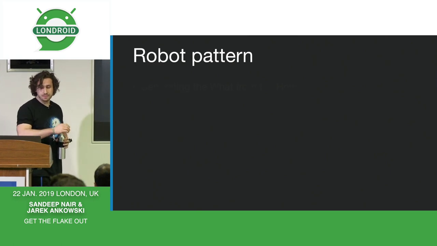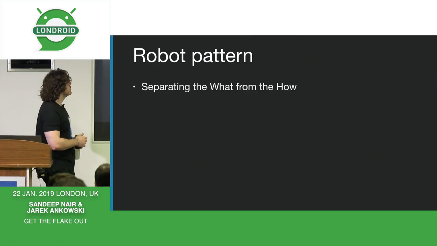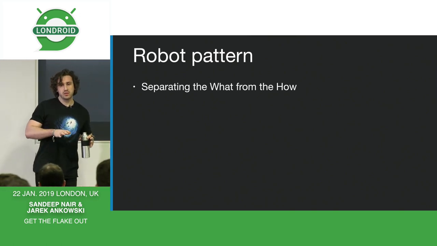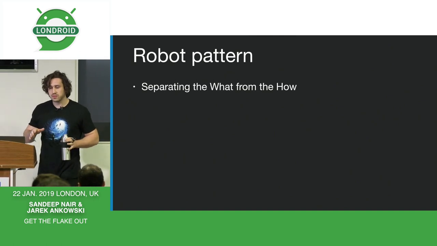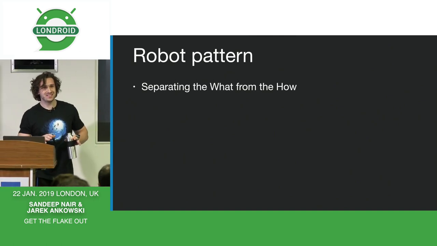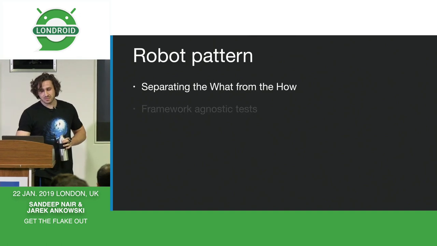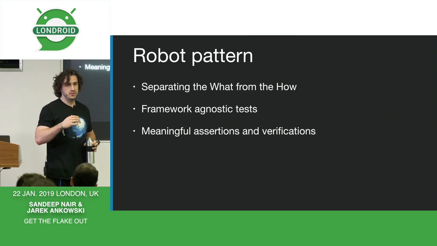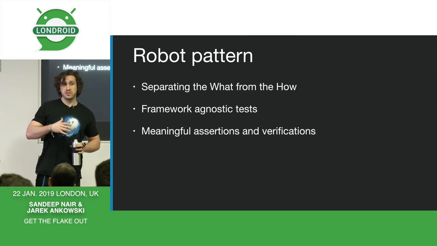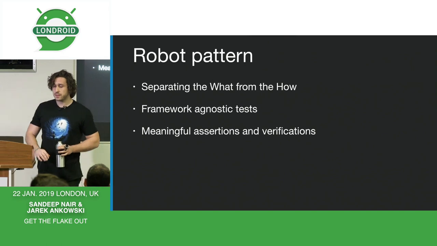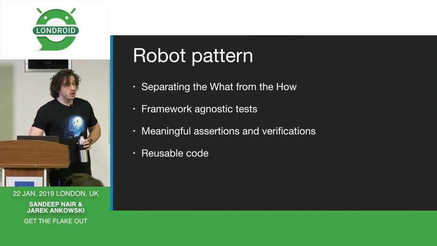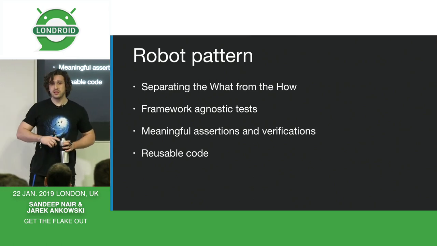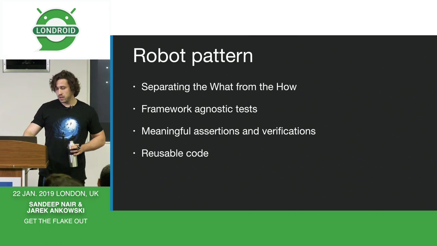Okay, and just to sum up the robot pattern, it gives you extra separation of concerns. You can separate how you test something from what you test. It's platform agnostic, and all the assertions and verifications are meaningful, so it's super easy to understand the robot. The code is reusable, because you can use it in the UI test, you can use it in the flow test, and you don't have to repeat yourself at all.